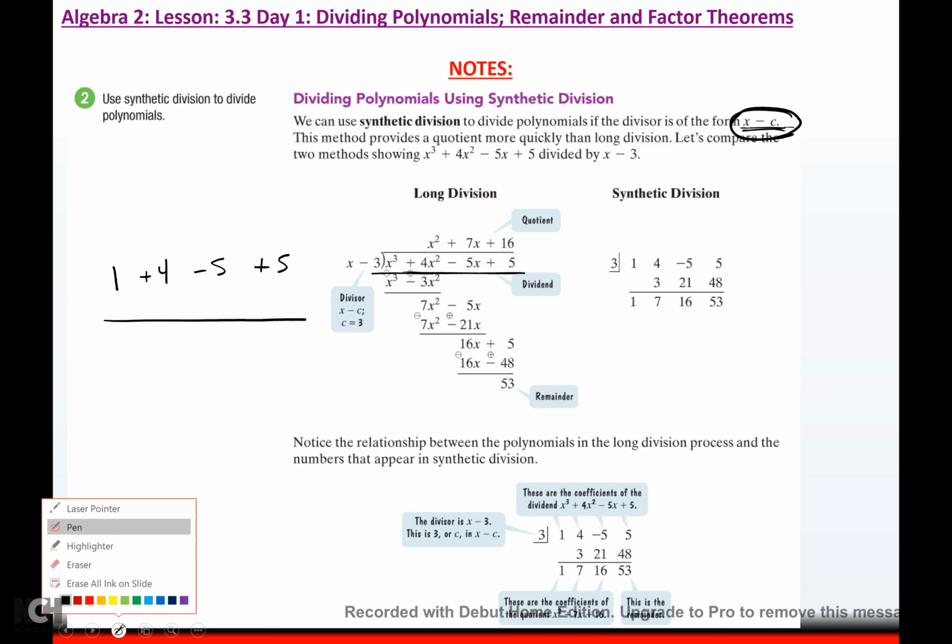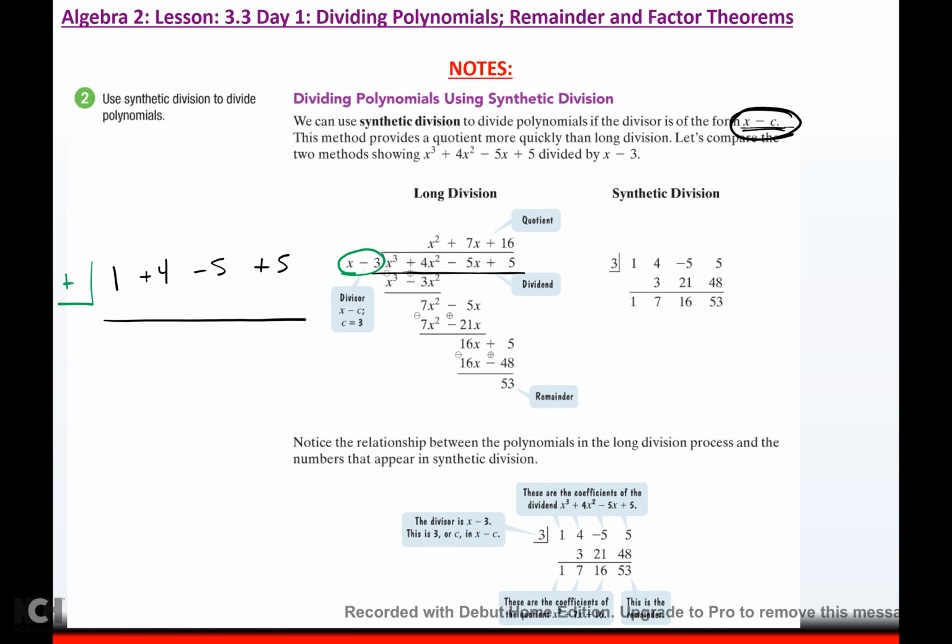Now, whatever you're dividing by, in this case x minus 3, you don't put minus 3 in the hole, you put the opposite, positive 3. And that has to do with, you know how when we're doing long division, once you bring it down, you have to change the signs? That's the subtracting. We're changing the sign now, and that takes care of it.